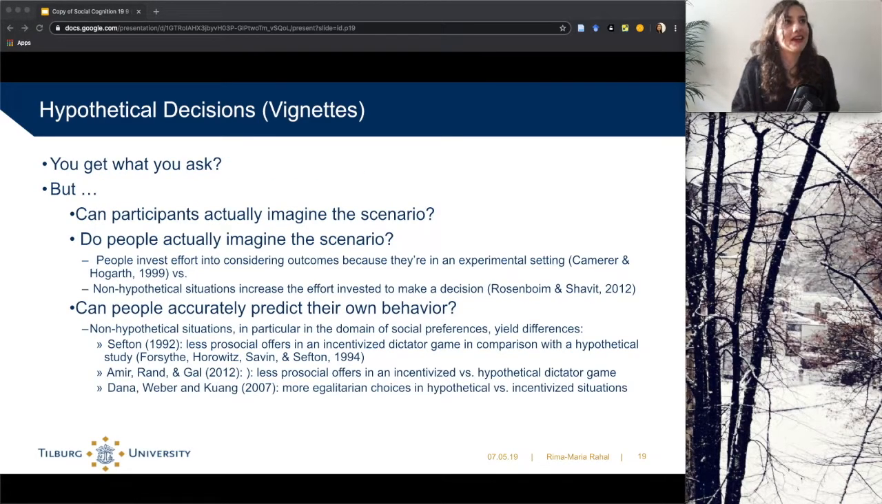Well, you could say, again, you get what you ask, right? It seems relatively straightforward. If I give you a situation and I ask you to say what you would do in that situation, that's presumably the answer that people would give. But again, we could think of some criticisms. So one piece of criticism is to ask whether our participants, or like us as people who are making a decision in this vignette, we could ask whether we can even imagine the scenario.